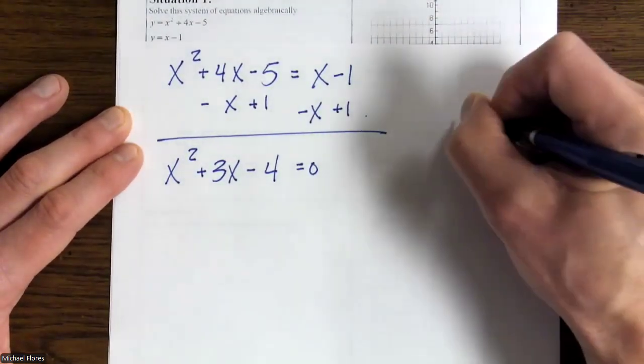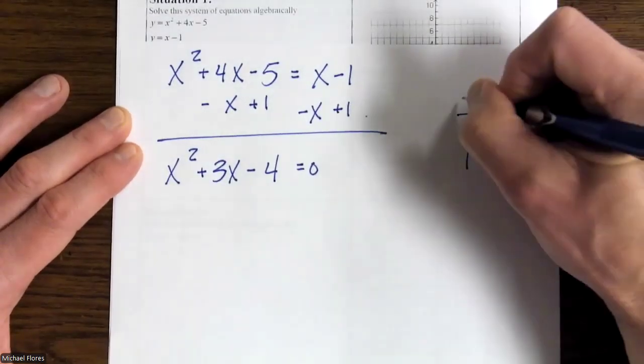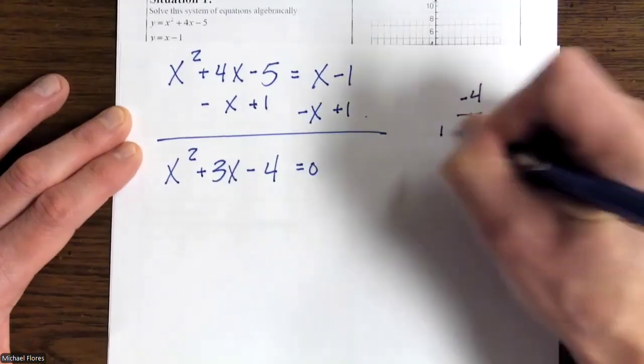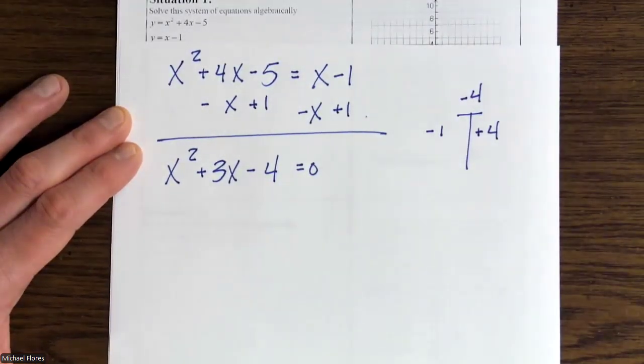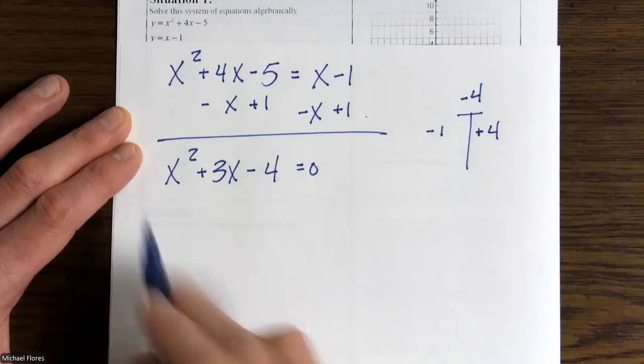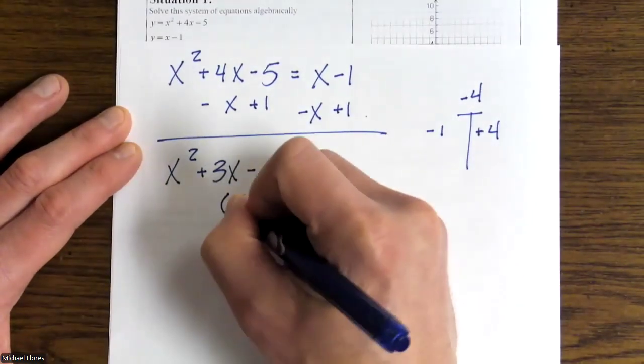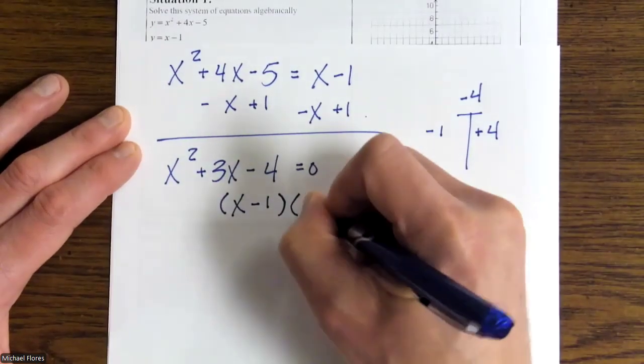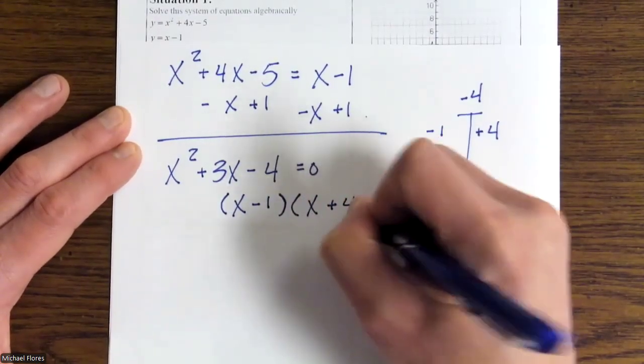And now we have a trinomial that we can factor. There's the factors that we need to use. Since the leading coefficient is 1, you can go ahead and go right to factored form. No need to group here.